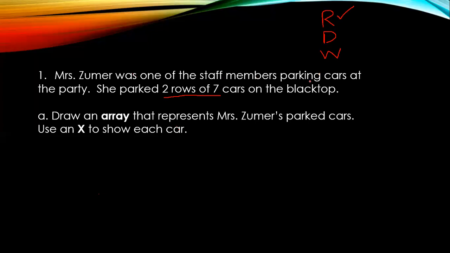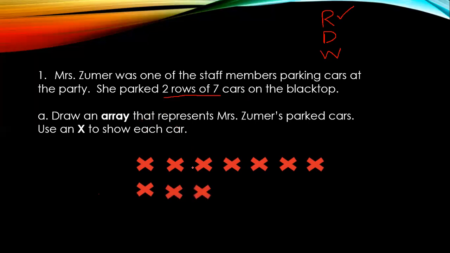So Ms. Zoomer was one of the staff members parking at the party. We wouldn't draw her like parking cars. That's not going to be important for this math. But she parked 2 rows of 7. I'm seeing numbers here that are important for the situation. So those are the types of things that we're going to draw. Did you draw an array that looked like this? 1, 2, 3, 4, 5, 6, 7, and then a second row? 1, 2, 3, 4, 5, 6, 7. If you did, give yourself a round of applause. And so I'm going to check off the D here because I did draw something.